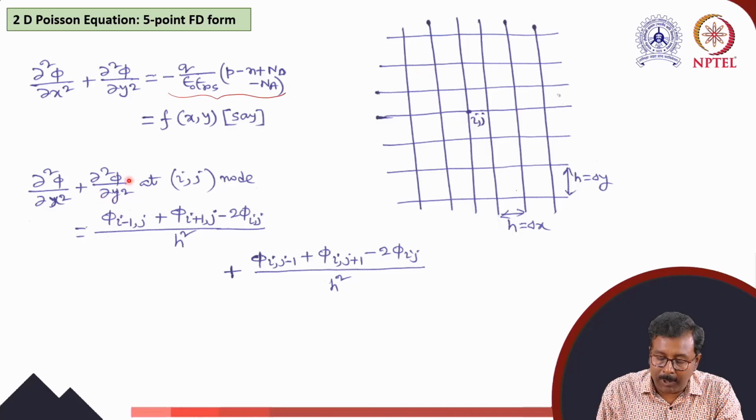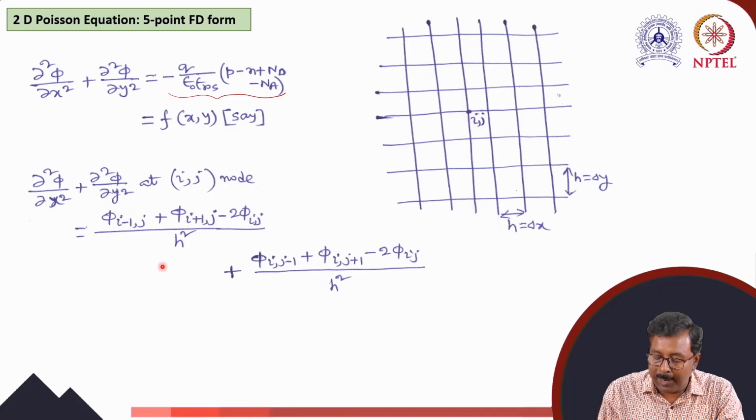Similarly, del square phi del y square will be the value at the upper node or lower node, whatever you consider. The lower node, phi i j minus 1, plus the potential here, phi i j plus 1, minus twice phi ij, divided by h square. This gives you the derivative along the y axis, and the previous one is along the x axis. So this is the total del square phi del x square plus del square phi del y square.